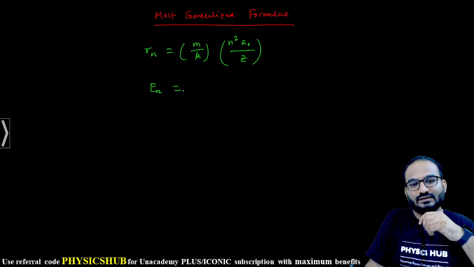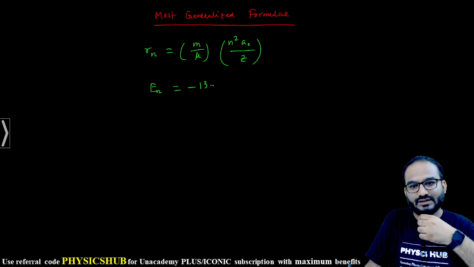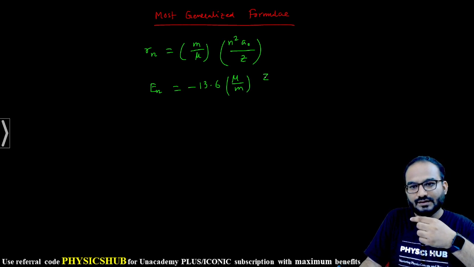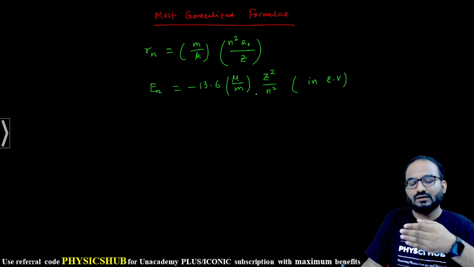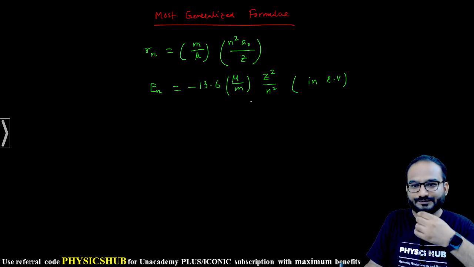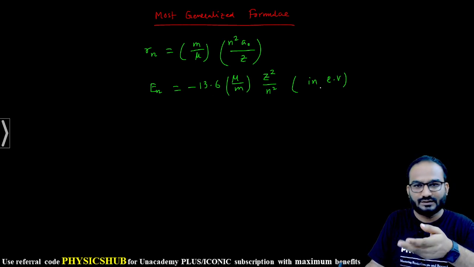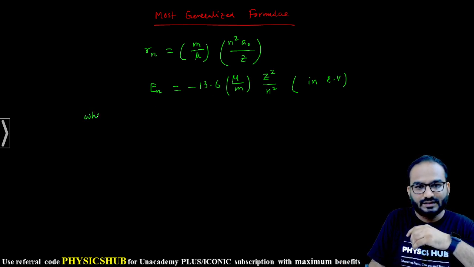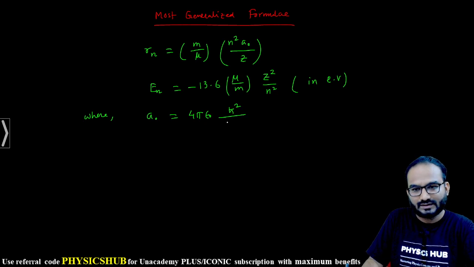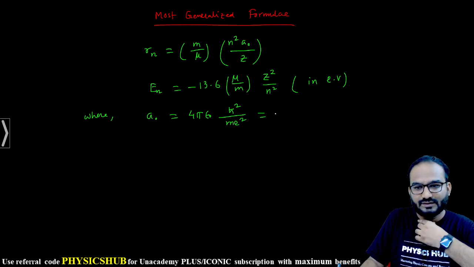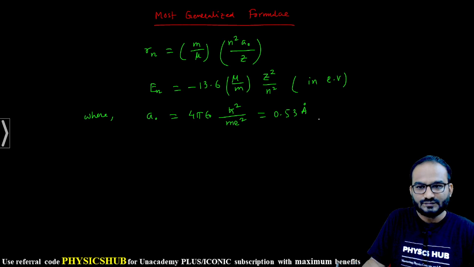On the other hand, En, the total energy in the nth orbit, is given by minus 13.6 mu by m. It was m by mu for the radius, now it is mu by m, Z square upon n square, and remember this is in electron volt. For hydrogen you get the specialized value by putting Z equals 1 and mu equals 1, then minus 13.6 by n square. Here a naught is 4 pi epsilon naught h cut square divided by m e square. We derived it in the last class, that is 0.53 angstrom, the Bohr radius.